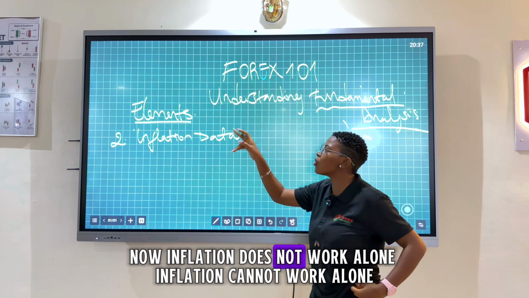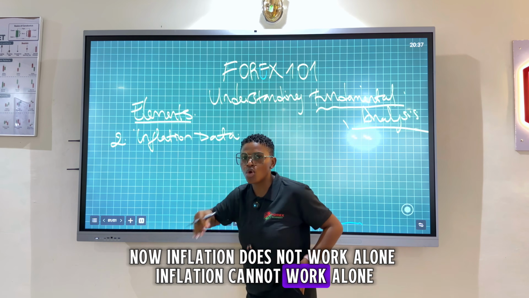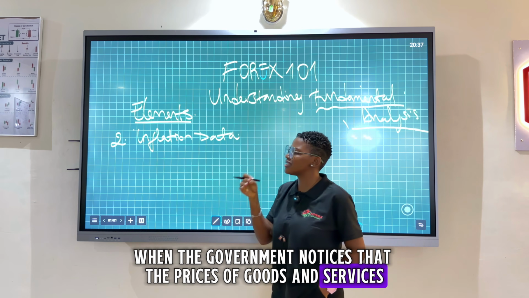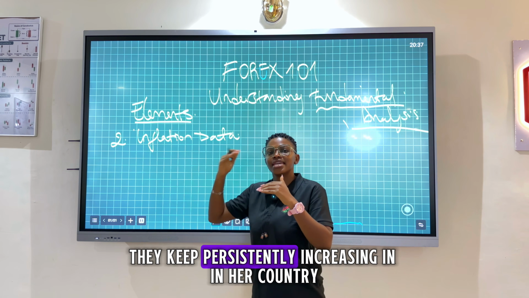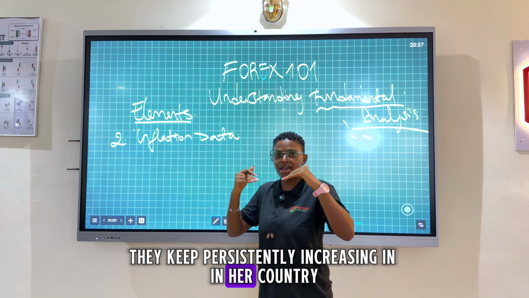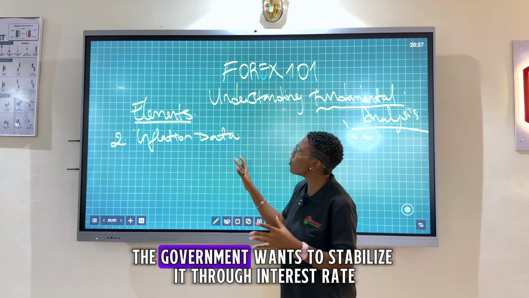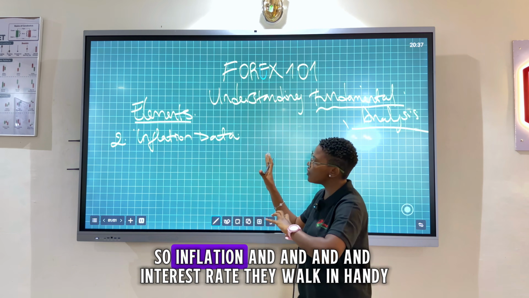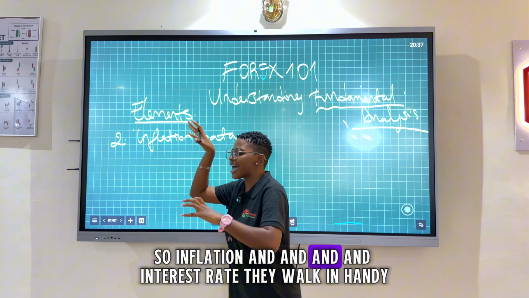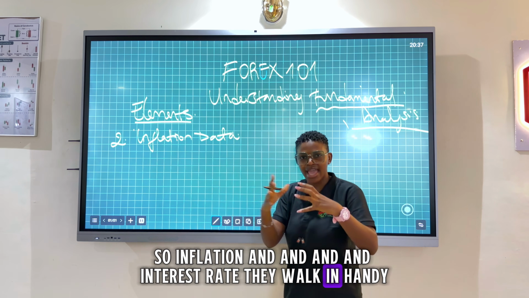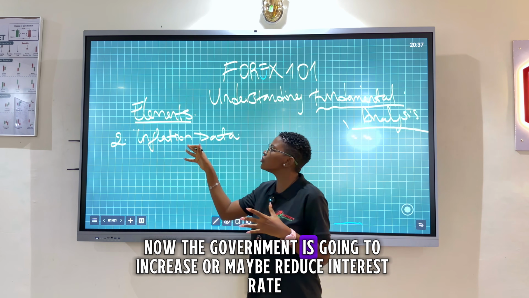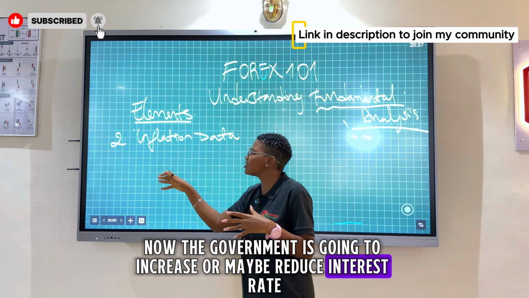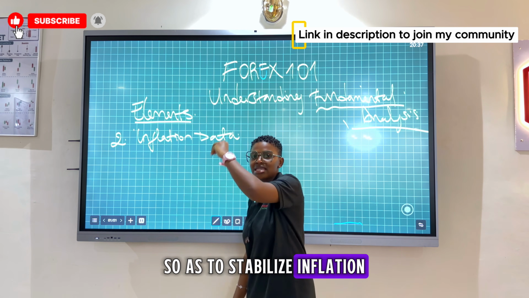Now, inflation does not work alone. When the government notices that the prices of goods and services keep persistently increasing in her country, the government wants to stabilize it through interest rate. So inflation and interest rate work hand in hand. Now the government is going to increase or maybe reduce interest rate so as to stabilize inflation.